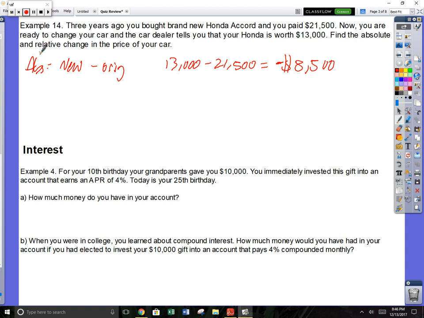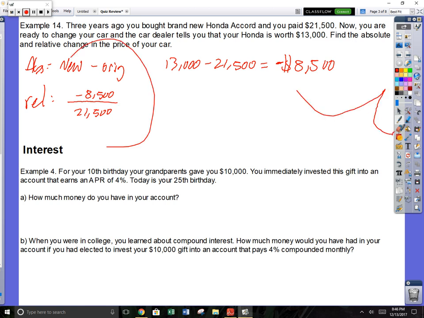Okay, now the relative change. The relative change is going to be your absolute change, so that negative 8,500, divided by the original, so divided by the 21.5. So really this whole module is just finding the right formula. It's all just plug and chug. So you find the formula from here on out especially. So this is the first formula that shows up: your absolute change, your relative change.